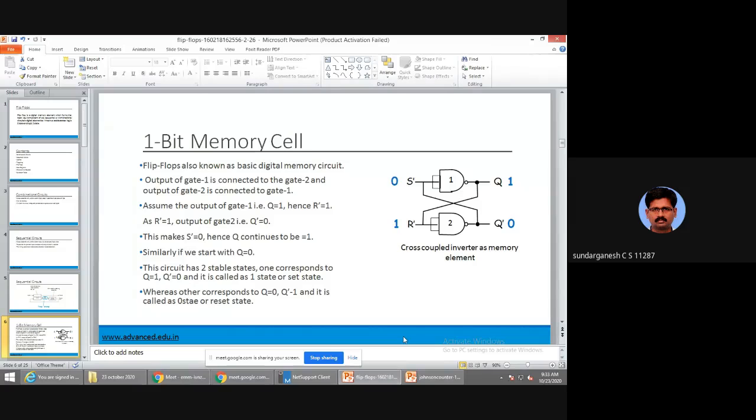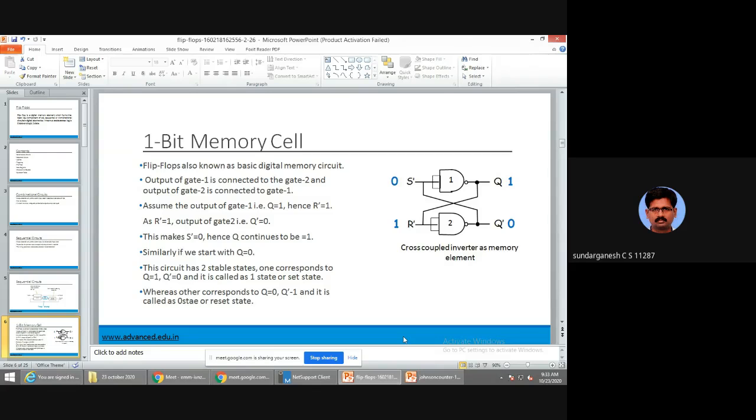So the basic element of a sequential circuit is the latch. Another one is the flip-flop. So what is the difference between a latch and a flip-flop? A latch has no timing signal. Timing signal means the clock signal. In a flip-flop, you have a timing signal.